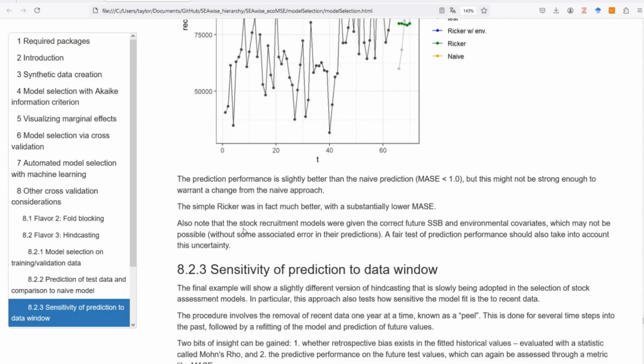Also note that the stock recruitment models were given the correct future SSB and environmental conditions. Even 5 years into the future is quite a stretch. So that's another thing you have to consider when evaluating the MASE of a given prediction: have we incorporated the true uncertainty and the other covariates that are feeding into that? So this is probably overly optimistic in this case.